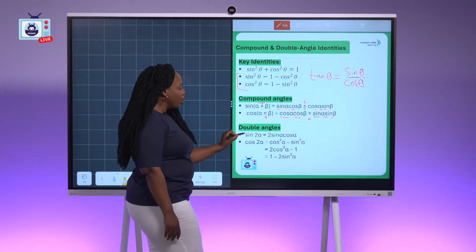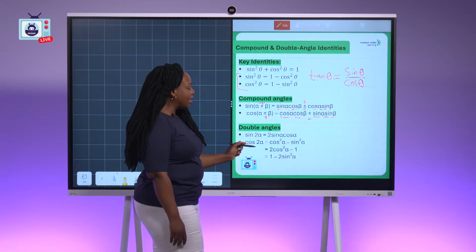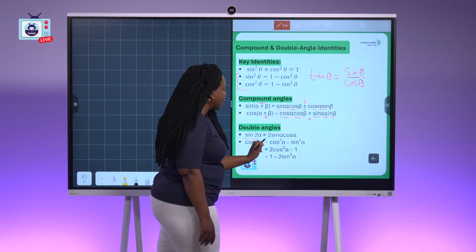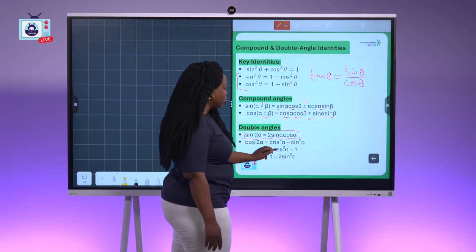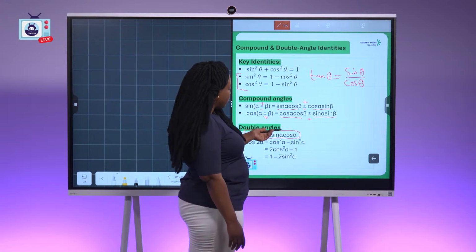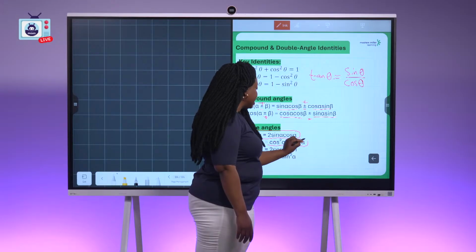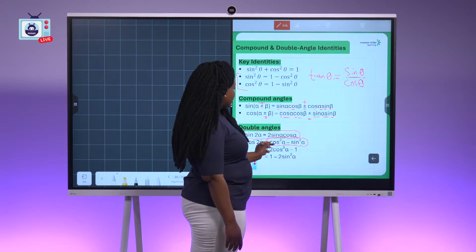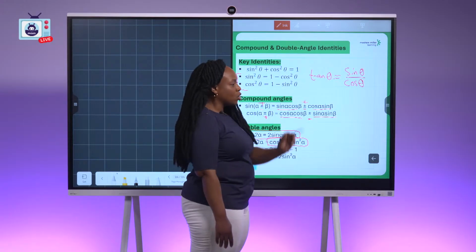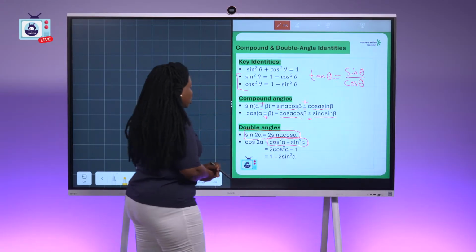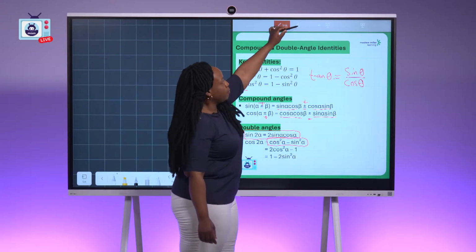Double angle, we have two of them: sine of 2 alpha and also cos of 2 alpha. Sine of 2 alpha only has one, it doesn't have many, right? But then cos has three. You can choose whichever works better for you. Just make sure that you don't make a mistake here. For example, when you start, don't say it is sine squared alpha minus cos squared alpha, because that's a different context. So you just have to decide and make sure that you write it properly as well.